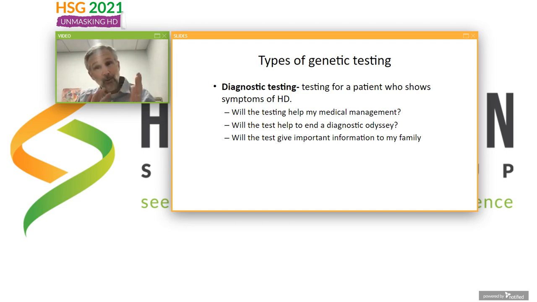And it can give important information to the patient to answer the question of why am I experiencing these symptoms? And it also gives some important information for their family. It tells us, are other family members at risk? And if so, how big is that risk?